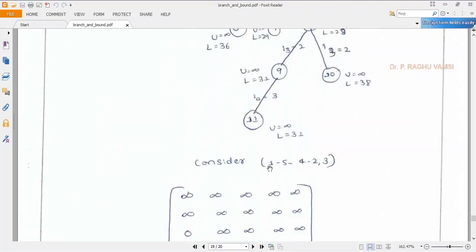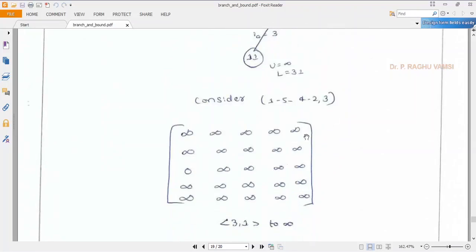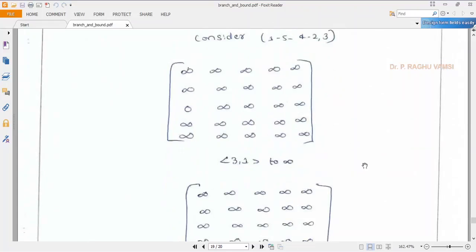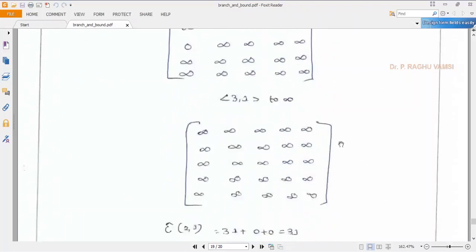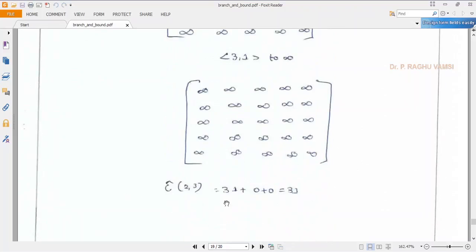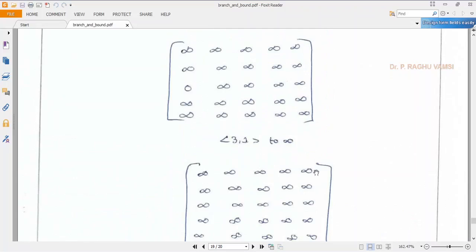So try to visit 3: 1, 5, 4, 2, 3. The first row should be infinity. Then the fifth column, fourth column, second column, and third column should be infinity. So 3 to 1 should be infinity and 1 to 3 should be infinity. Whenever you make this, the previous cost is 31 plus 0 is 31.